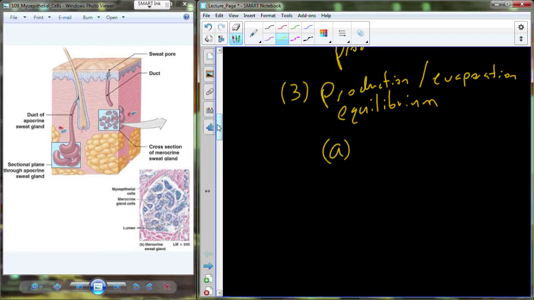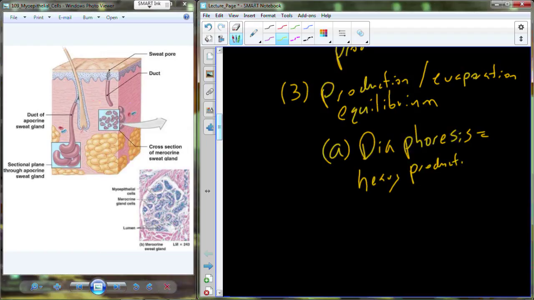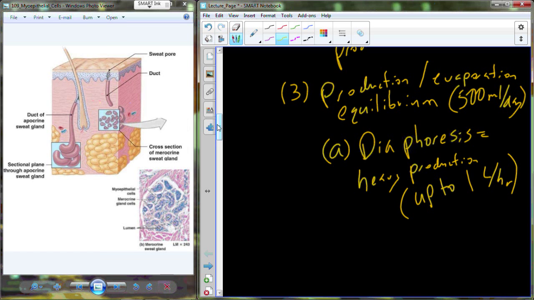Now, you're all aware that sometimes you have higher levels of production. When that occurs, that's referred to as diaphoresis. This is just simply heavy production. Most frequently associated with exercise workload, but could also be associated with just hot Georgia temperatures or even some pathophysiology, things like fever and things like that can generate some heavy production of sweat. Normally, the imperceptible, again, 500 milliliters per day. On average, diaphoresis can yield up to 1 liter per hour of sweat production.